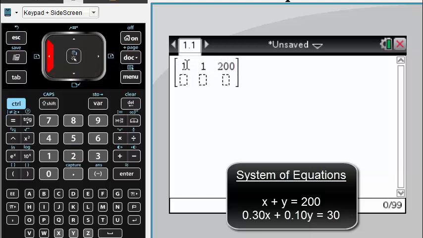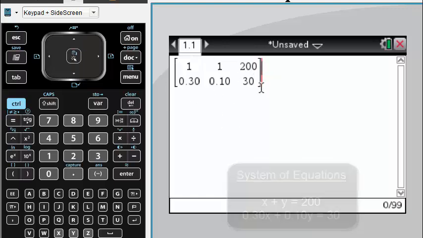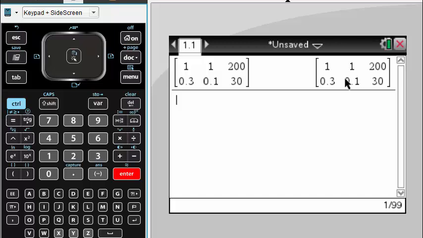I've just stripped off the x's and the y's, and I'm using the coefficients. That's something else you're going to do with this matrix. In the next row, I'm putting 0.30x plus 0.10y equals 30. But you'll notice again, I have not included the x's or the y's. So I have this matrix that has nothing but numbers, and I'm going to enter this into the calculator just by pressing enter. Now this matrix is stored in the calculator.